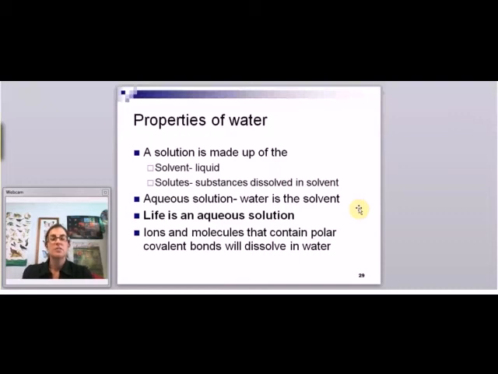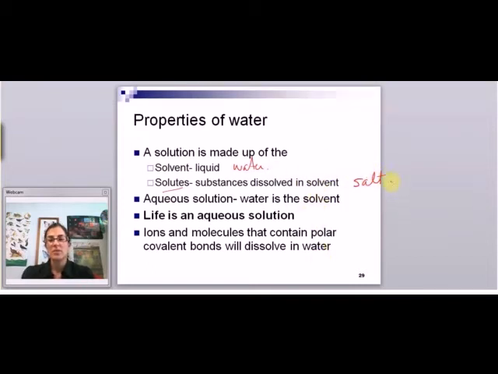So just to define some terms, a solution, like an aqueous solution, is made up of two components: the solvent, which is typically the liquid, like water. So this would be water in most cases that we're talking about in biology. And then the solute is whatever is dissolved into the solvent. We were talking earlier about salt, so salt is the solute dissolved into water. So the ocean has salt dissolved into water.